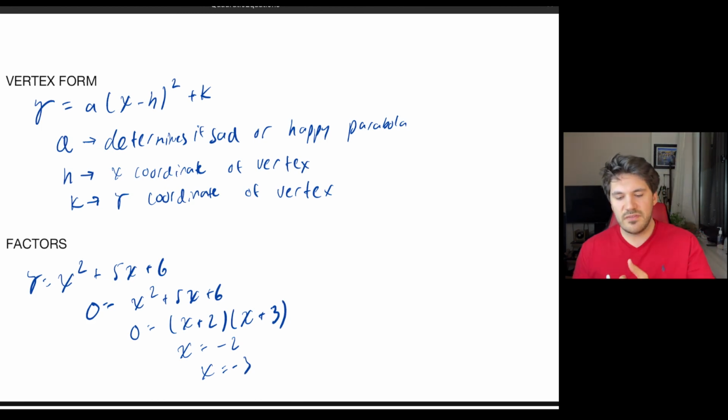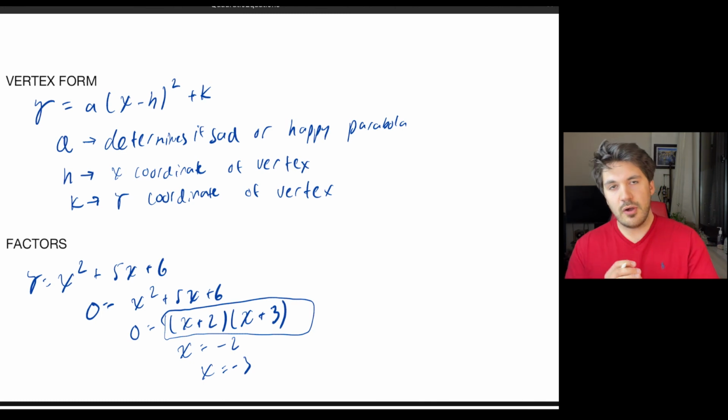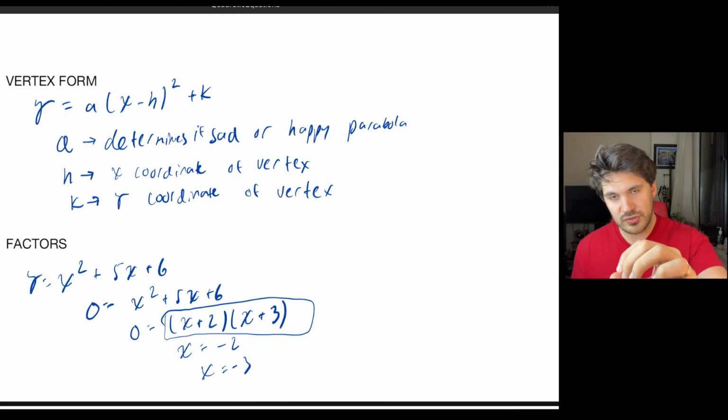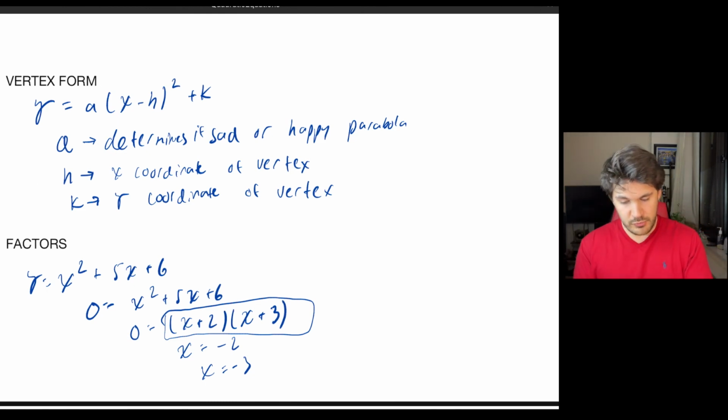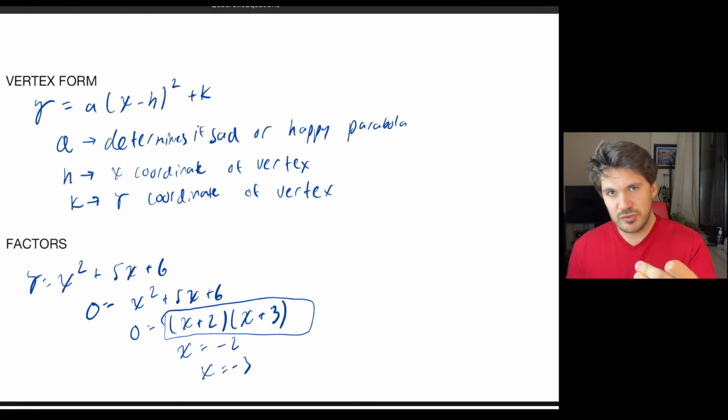The negative 2 and the negative 3 are the roots, or the zeros, or the x-intercepts of the function. Cool. This part, x plus 2 and x plus 3, these are the factors. So that's an important distinction, because you might have a question that asks you something about the factors. The factors are this portion. So the solutions are x equals negative 2 and x equals negative 3. The factors are x plus 2 and x plus 3.